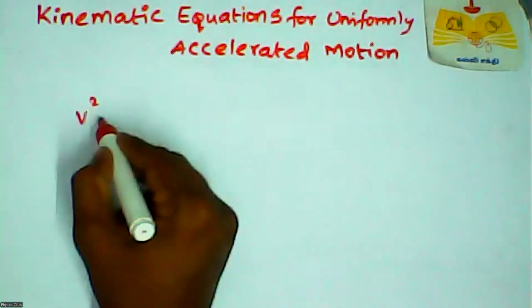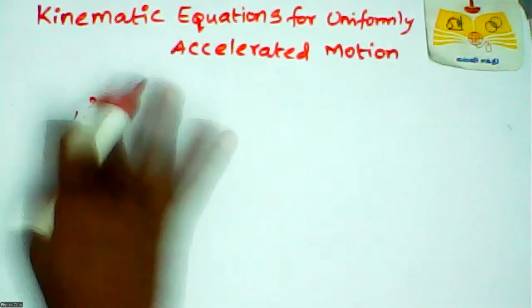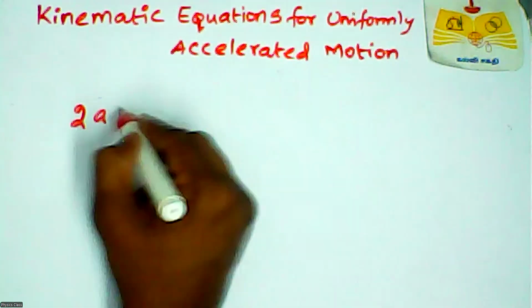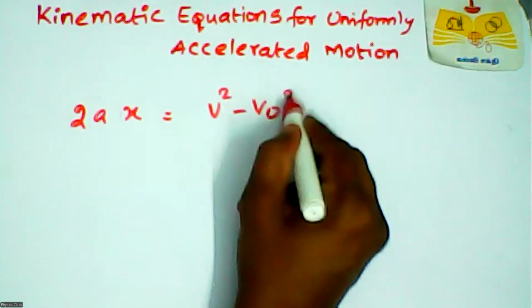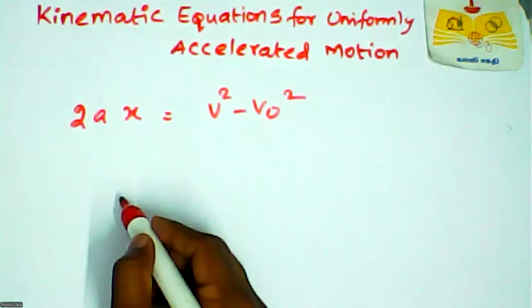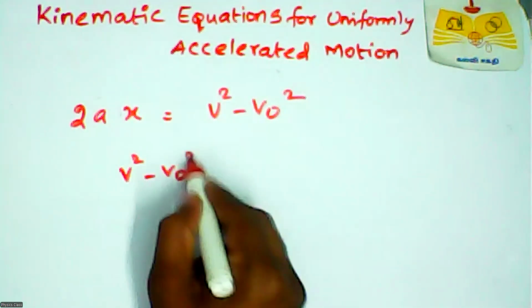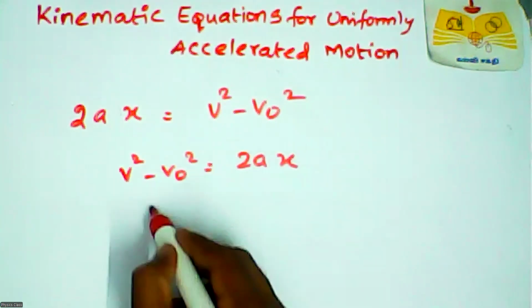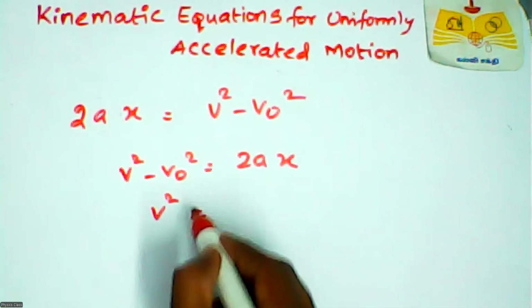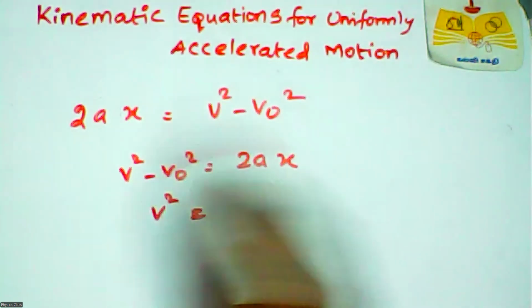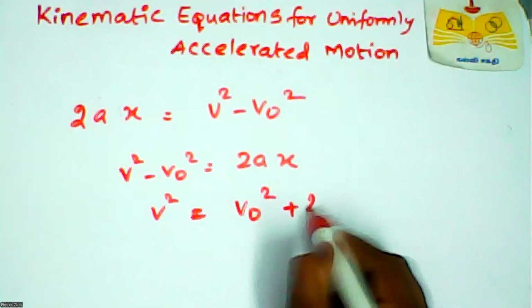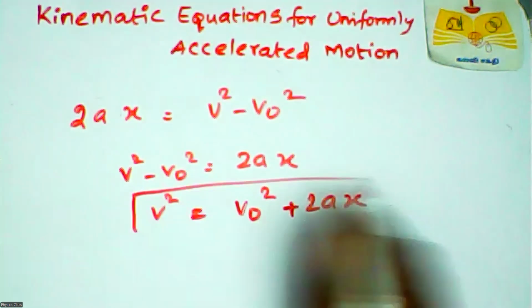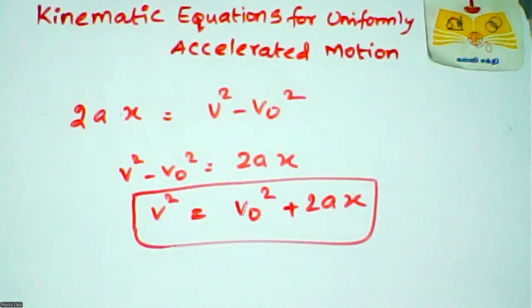Now we will write that equation here. The previous equation: 2ax equals v square minus v naught square. So v square minus v naught square is equal to 2ax. We can take that v naught square to the other side, so the sign will change: v square is equal to v naught square plus 2ax. This is the third kinematic equation.